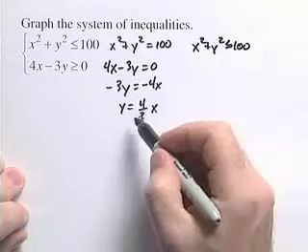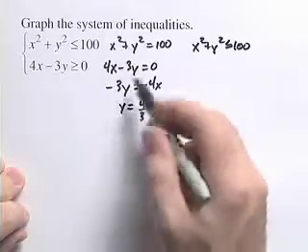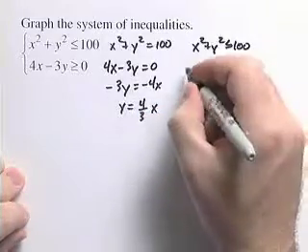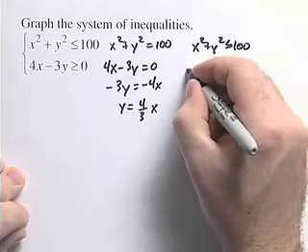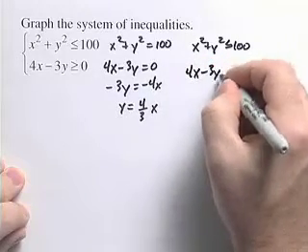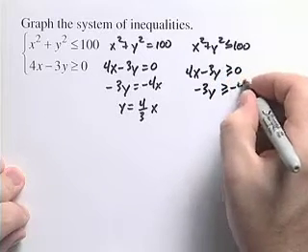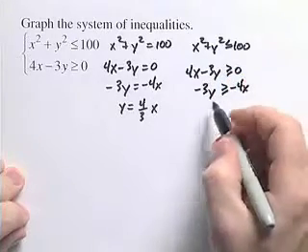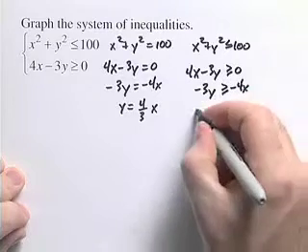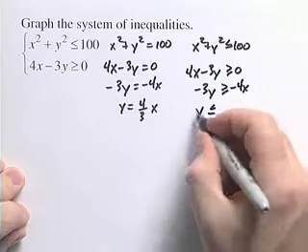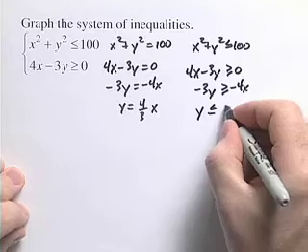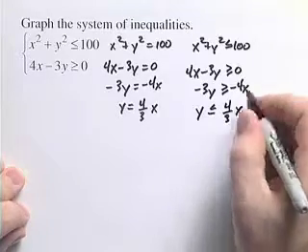And for our linear inequality here, if we solve it the same way we did with the equation, 4x minus 3y greater than or equal to 0, negative 3y is greater than or equal to negative 4x. And if we divide both sides by negative 3, we have to switch the direction of our inequality. And so we're really looking to graph the inequality y is less than or equal to 4/3 x.